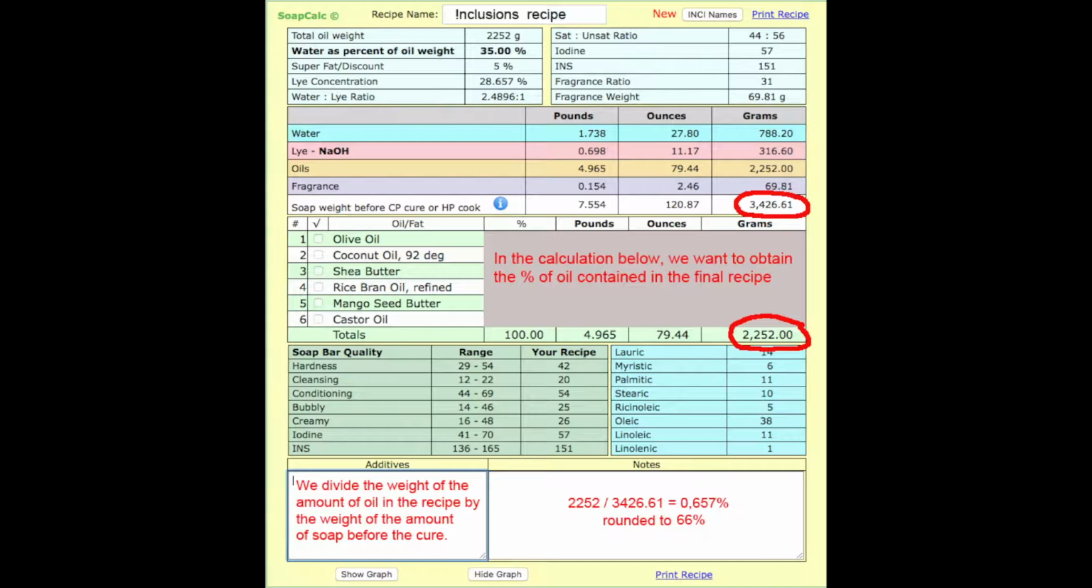I want to know the percentage of oil of that recipe. So this recipe is the one I use for the inclusion. I will take the total of oils and I will divide it by the soap weight before cure. That would be 2,252 grams of oil divided by 3,426.61 grams of total soap weight. And that would give me 65.7%, so I will round it to 66% because it will be easier.